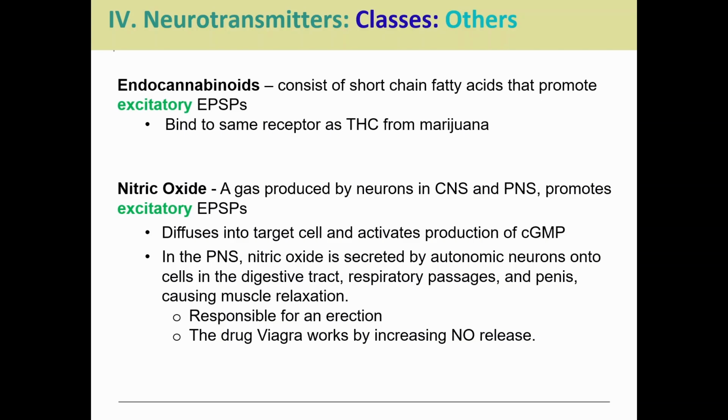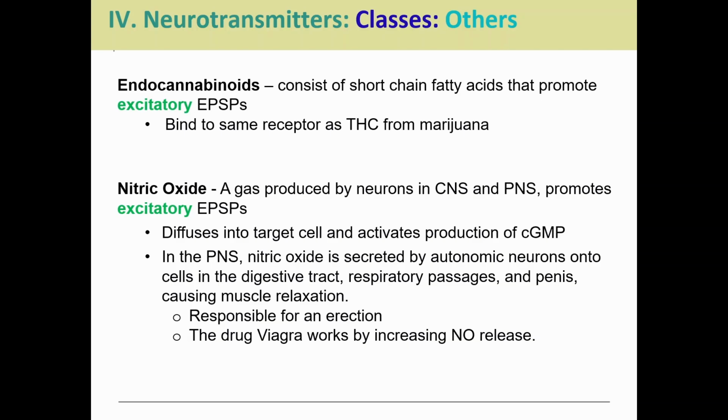So I know that that was a lot, and I want to remind you, I'm mainly worried about you knowing the classes and their basic structure, like endocannabinoids are fatty acid chains, things like that, and then knowing what they do on a basic level. I'm not worried about the medical conditions that people can develop when they have a problem with them. So if you're worried about that, don't worry. I'm not going to ask you which neurotransmitter is involved with myasthenia gravis or anything.